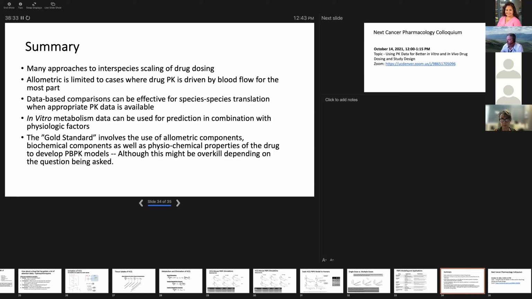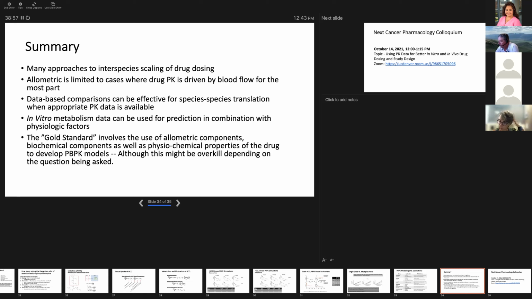Database comparisons, when you have data in the species of interest, you can just start doing these straight across comparisons, and that's just pure empirical. Just cross your curves and see where they cross, and you can then figure out the doses to use. Those are really powerful because you already have the supporting data. In vitro metabolic data can be used for prediction in combination with some physiologic factors.